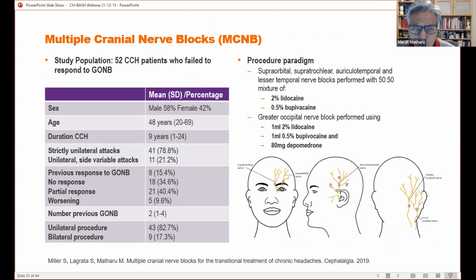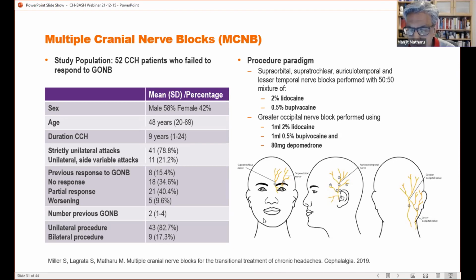For patients at home, greater occipital nerve blocks don't work. We have, on an open label basis, tried out multiple cranial nerve blocks. It is really an extension of the work on the greater occipital nerve blocks, only that we are now blocking off even the supraorbital, supratrochlear, the auriculotemporal, and the lesser occipital nerves. All of those are blocked with a combination of lidocaine and bupivacaine, whereas the greater occipital nerve block is done with lidocaine, bupivacaine, and dexamethasone.